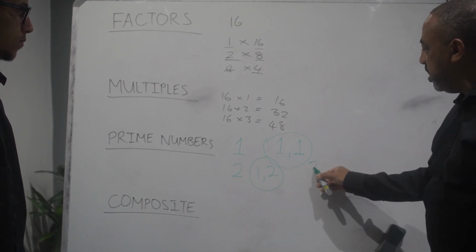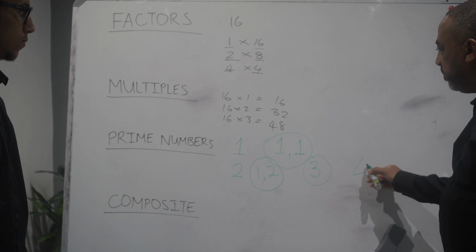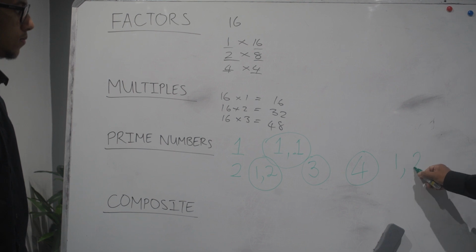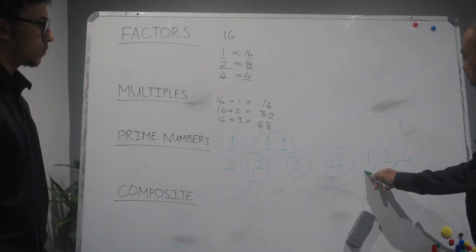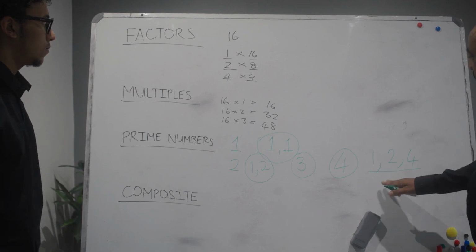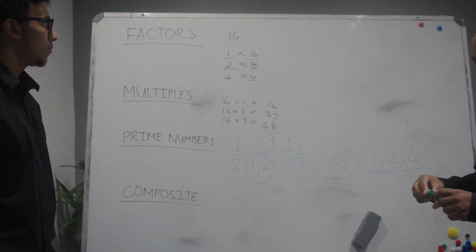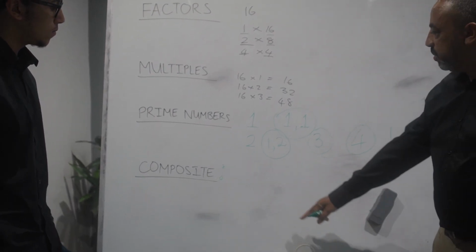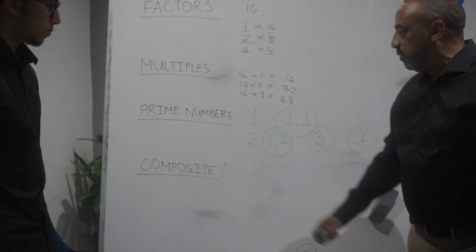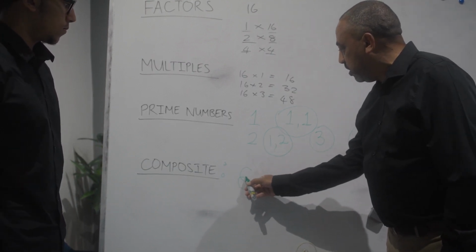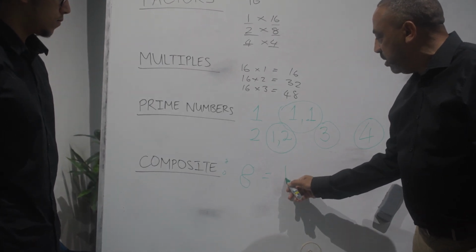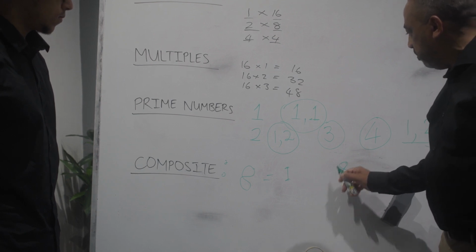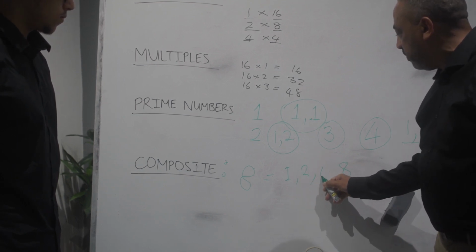So the next one will be 3, and 4 is not a prime number because 4 has the following factors: 1, 2 and 4. So it actually has more than 2 factors. So this will fall into a different category, and that category is called a composite number. So a composite number has more than 2 factors. So for example, if you say 8, what are the factors of 8? That will be 1 and the number itself, which is 8, but it will also have 2 and it will also have 4.